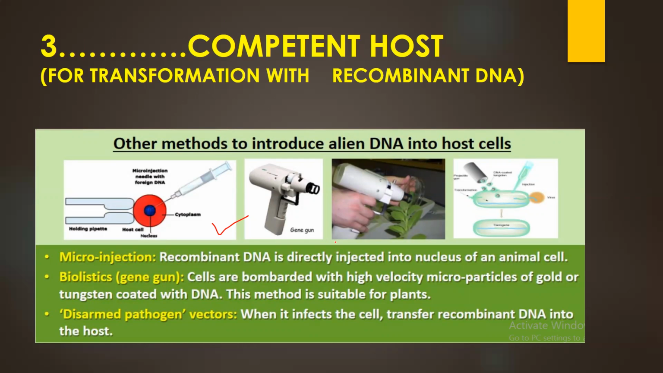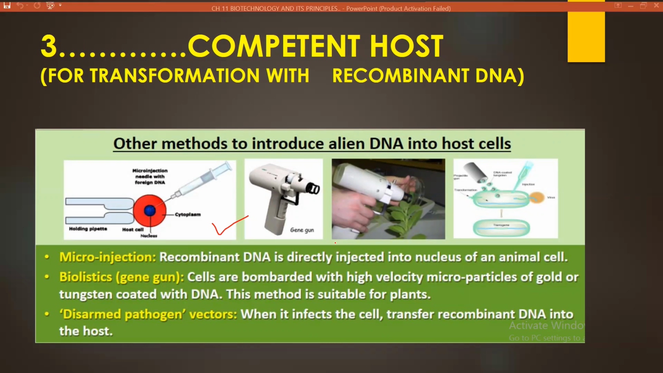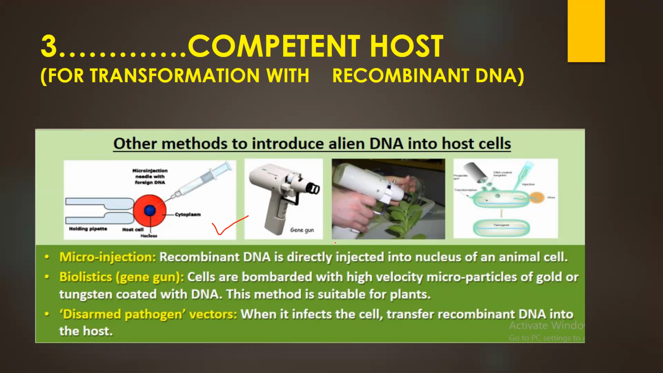Then next is ballistic or gene gun. This method is useful for plant cell. The cells are bombarded with high velocity. Microparticles of gold or tungsten are coated on the rDNA. Now children, when microparticles of gold or tungsten are coated on rDNA, then the rDNA mass increases and you give a very high velocity. So the momentum increases. And then it goes directly into the nucleus.